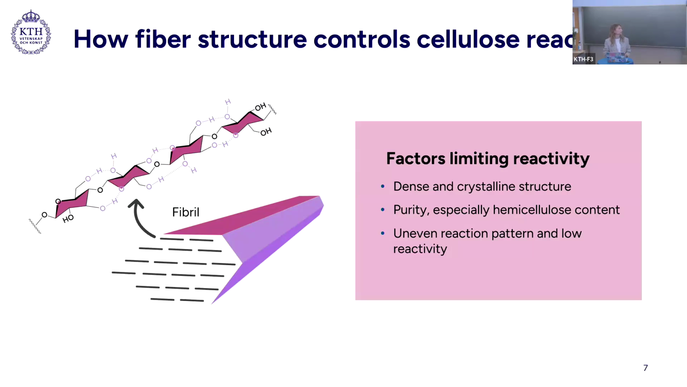Another thing that can limit reactivity is the purity. I mentioned that when we extract the cellulose from wood, we also get other wood components, such as hemicellulose, and those can further restrict the access to the reactive sites. I also want to mention here that I say this is a fibril, but this is just one way of looking at it. It's a very hot topic, so there are many views of how the chains organize. This is called the diamond conformation. Together, all of these things can make the reaction pattern uneven, and we can also get a low reactivity.